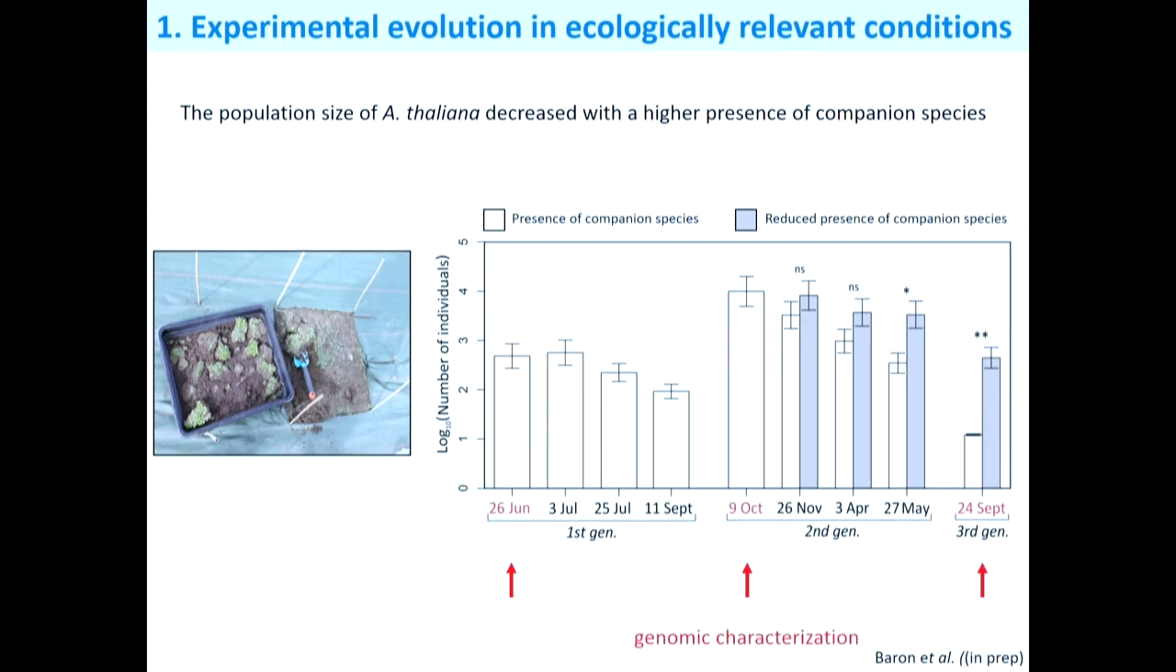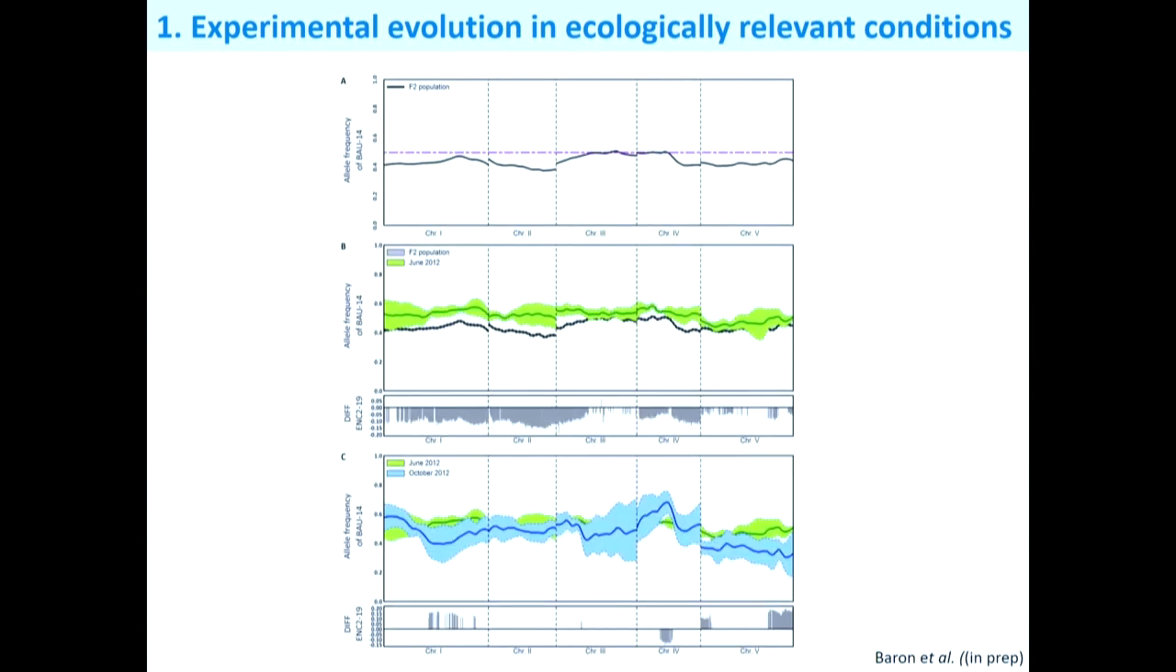So we characterized the genomics of this experimental population at the very beginning of the third generation. So here are the results. What we did first is that we sequenced the DNA of 500 F2 plants that we grew in greenhouse conditions. So we planted 500 F2 seeds, and we got a germination rate of 97%. And this is what we observed.